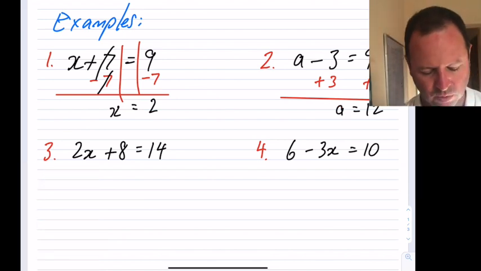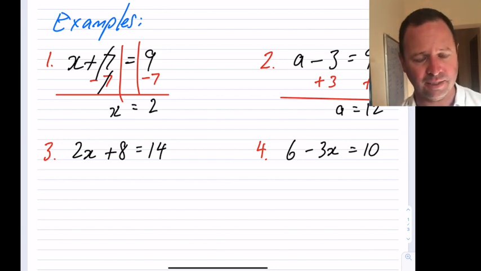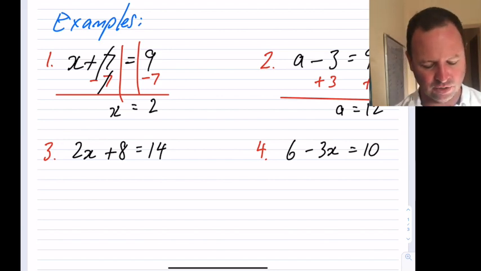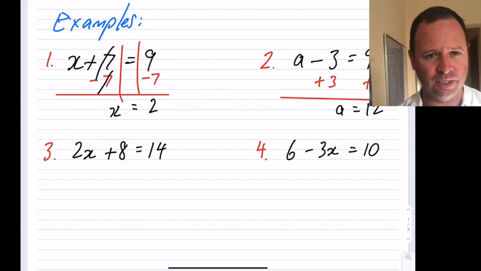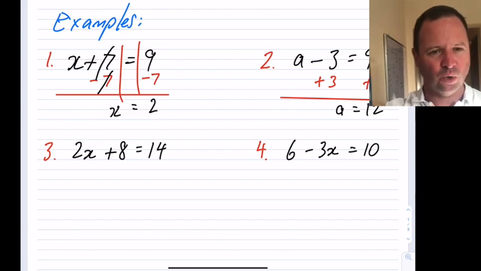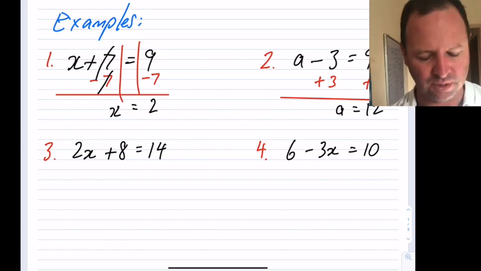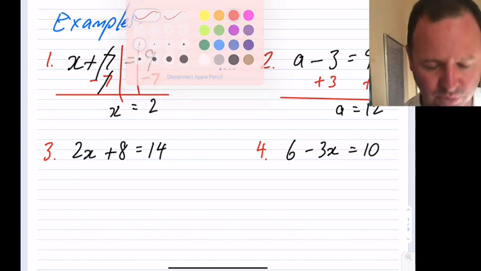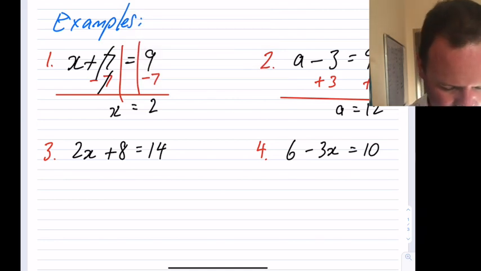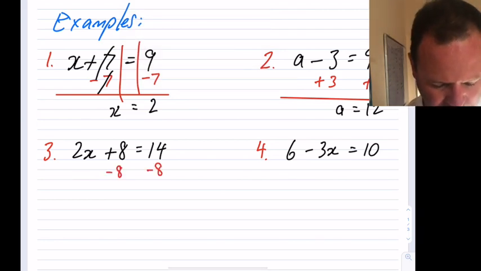Next one, what's furthest away from that x? That 8 is. It's kind of like the 2 is attached to it, so I need to think about what is furthest away physically, okay? So the 8 is, at the moment, what's it doing? Is it adding, subtracting, multiplying, dividing? It's adding 8, so what's the opposite? I'm going to subtract 8 from both sides.